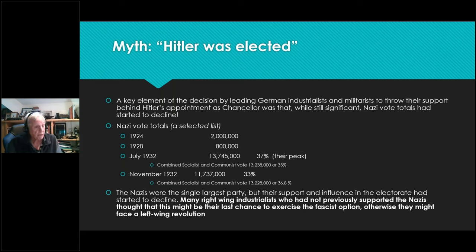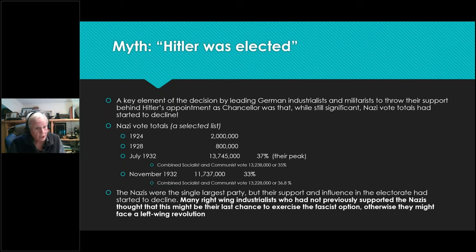However, with the coming of the Great Depression, with the crisis of all society, with mass unemployment, with the economy in free fall, with, in Germany in particular, massive inflation, in July of 1932, the Nazis got 37% of the vote, which was their peak, while the combined socialist and communist vote was 35%, almost as big, but not quite. Then there was another round of elections in 1932 in November, and the Nazi vote had declined to less than 12 million, which was 33%.